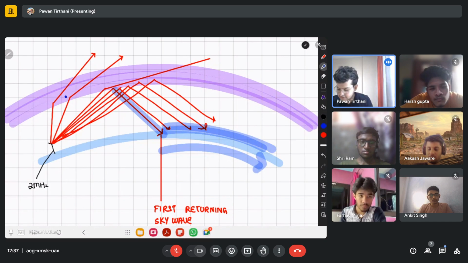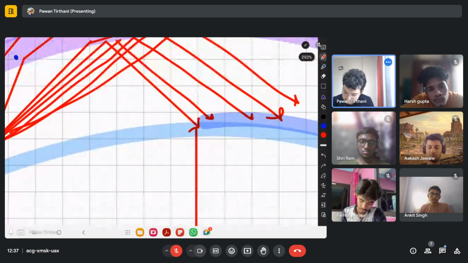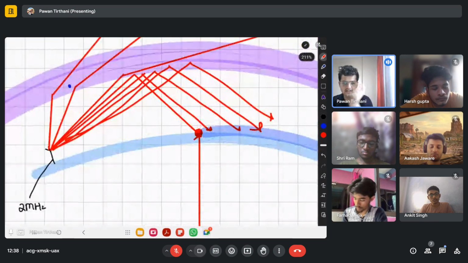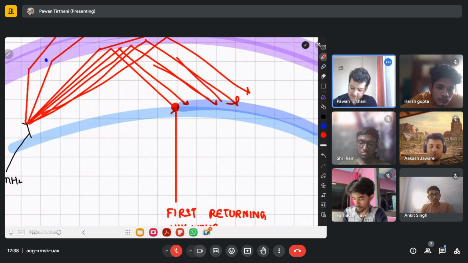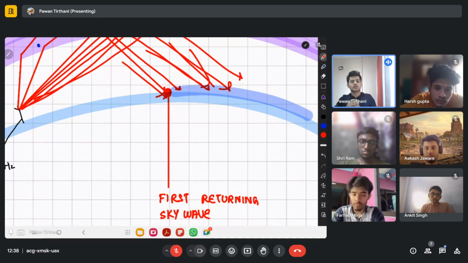So this is called what? This is the point of reception of first returning sky wave. These are also sky waves, but this is the first one. So this is the one which is closest to the transmitter. Easy? Any doubts? Okay, good.